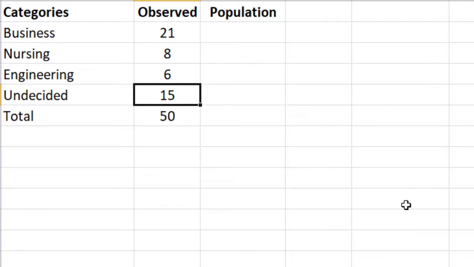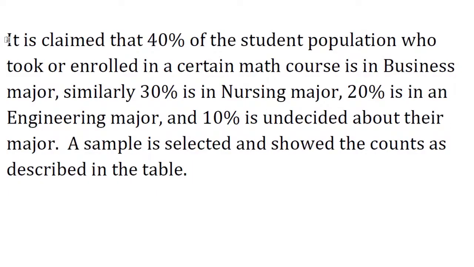And of course, this wording here, even though without a specific description, is intended for a math course at a college level. So now back to the wording description here, let's find out what it means about all this description before the description of the sample. It is claimed that 40% of the student population who took or enrolled in a certain math course is in business major. And similarly, 30% is in nursing major, 20% is in an engineering major and 10% is undecided. Of course, all of these percentages came from the student population.